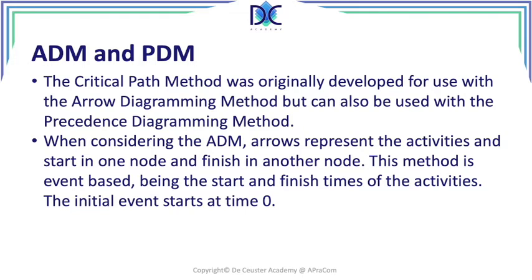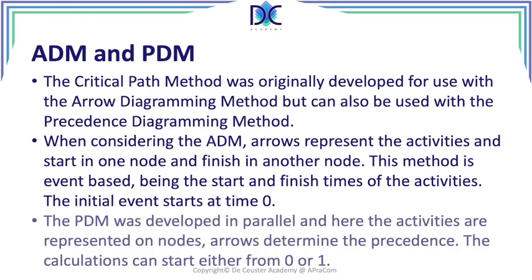This is an event-based method, and we look at the start and the finish time of the activities. We look at the events, the points in time, and we start the calculation from the point 0. We're using cardinal numbers to do the calculations. The precedence diagramming method seems to have been developed around the same time.